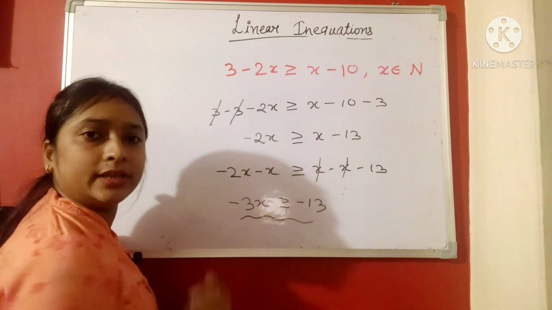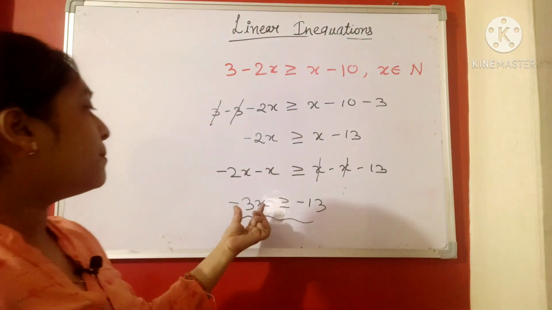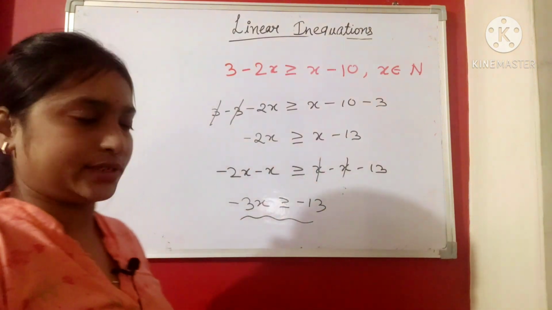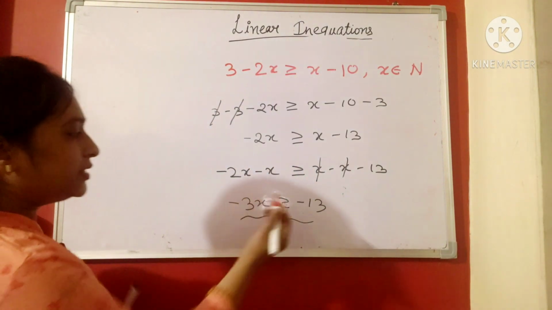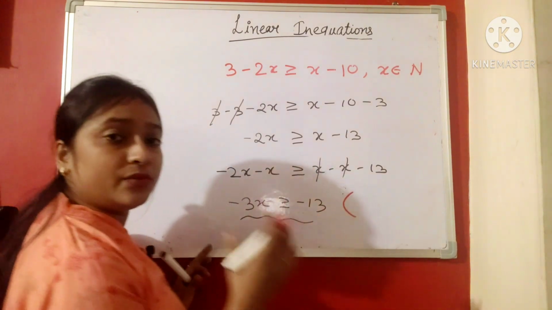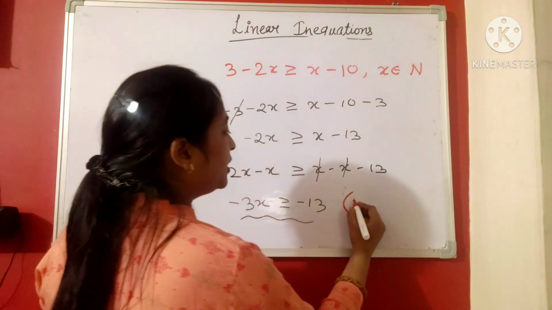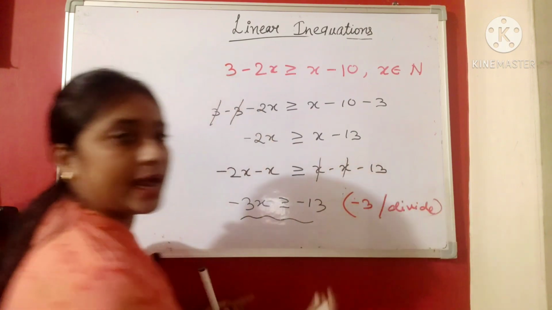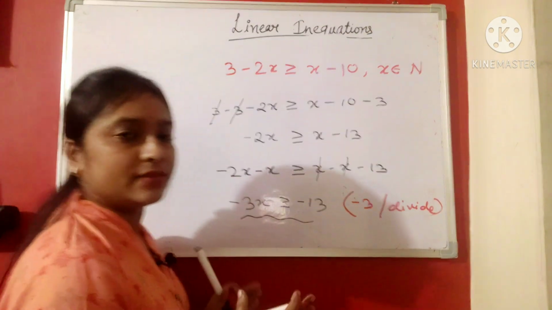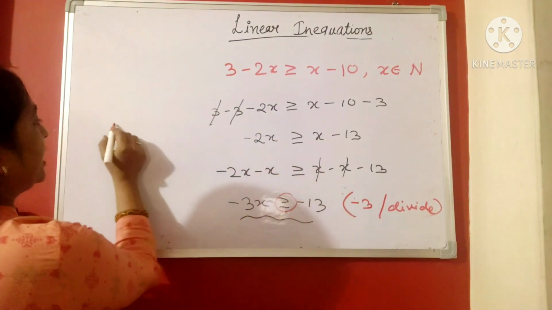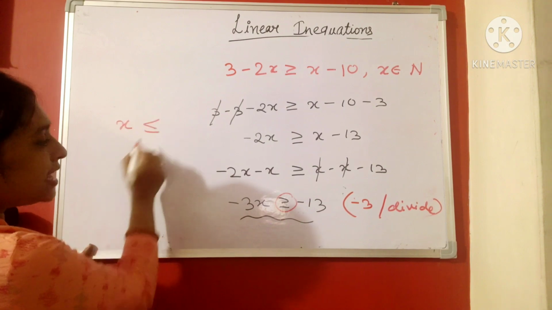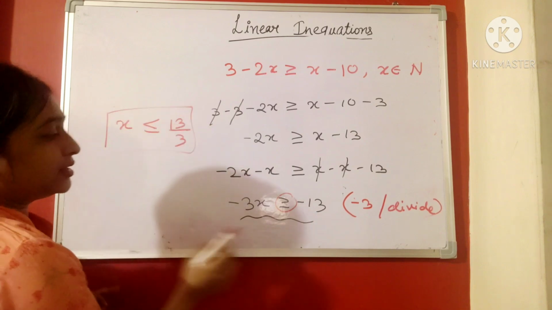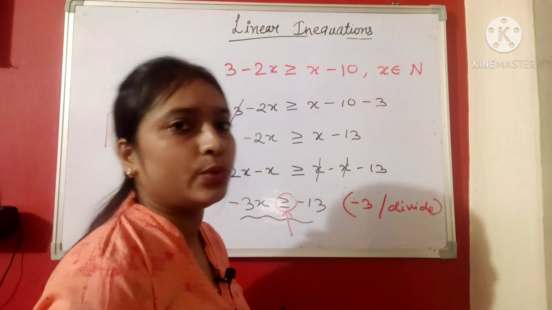Now a very important thing I'm going to tell. Here we have minus 3. Whenever the coefficient of x is negative, then we have to flip the sign. That means in this condition, we have to divide by minus 3. Right? Whenever we multiply or divide by a negative number, then we have to flip the sign. That means x is less than or equal to 13 by 3. Fine, so this will be the answer. If we do not flip the sign, the answer will be wrong.